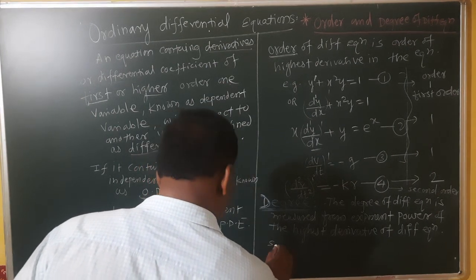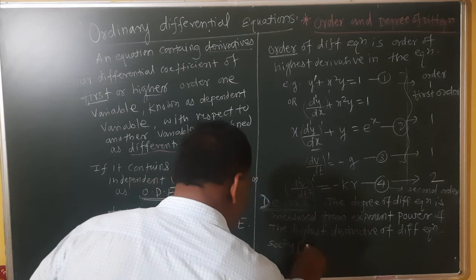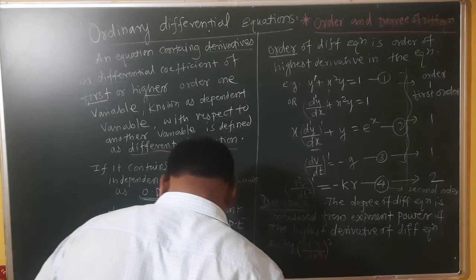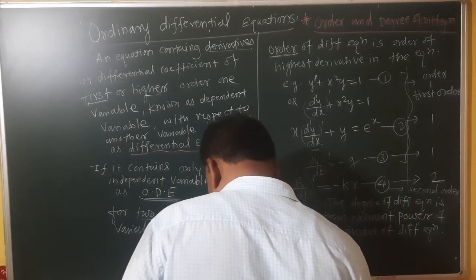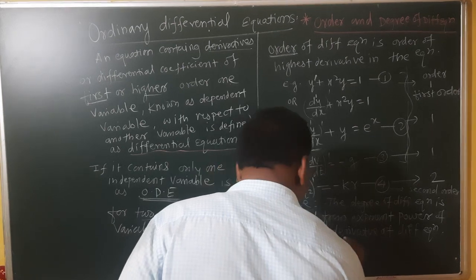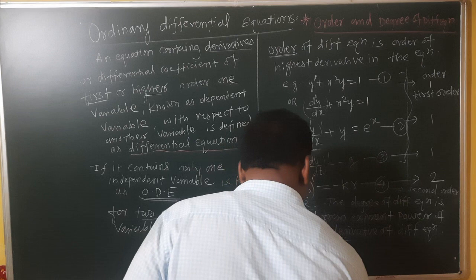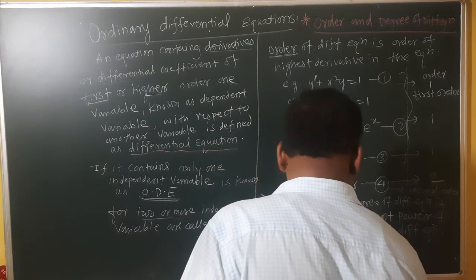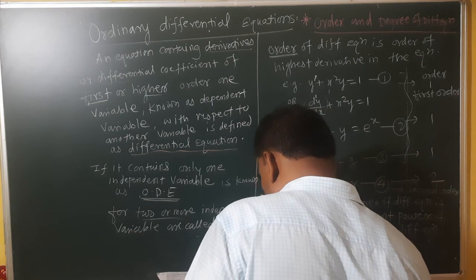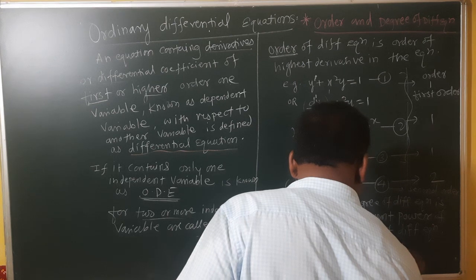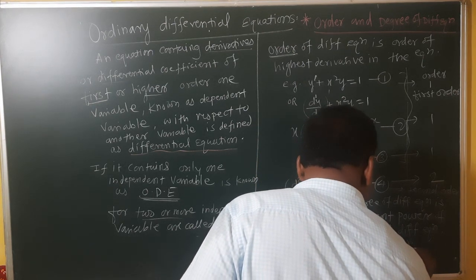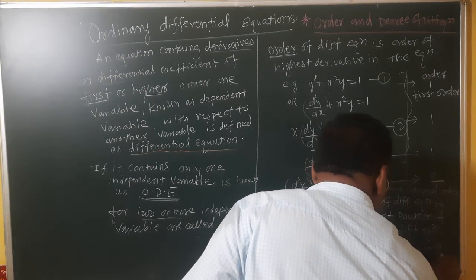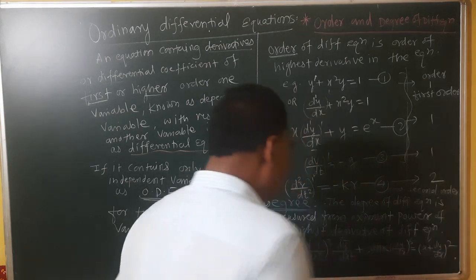Sometimes we have to write an equation like this: sec square y into d cube y by dx cube, in brackets raised to the power cube, into dy by dx square or d square y by dx square, plus tan of x, dy by dx raised to 6, is equals to x plus dy by dx in brackets square. Now what is the degree of this equation?